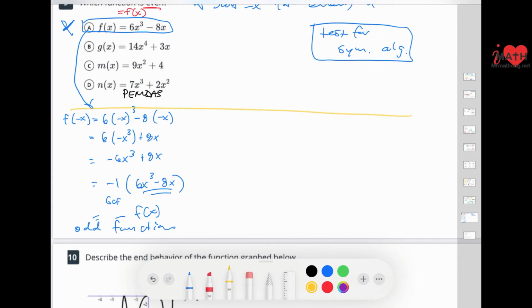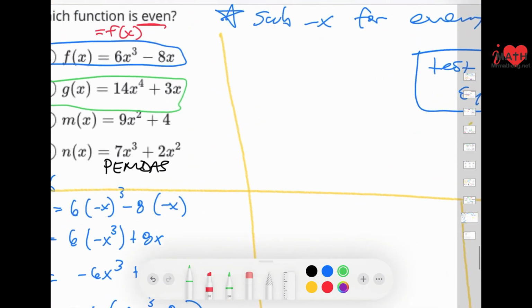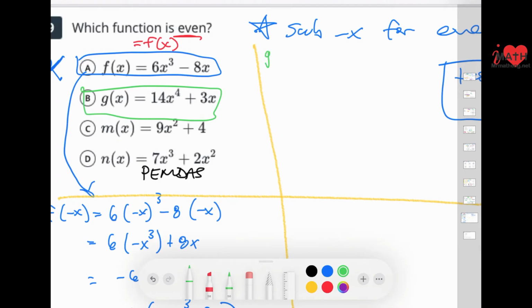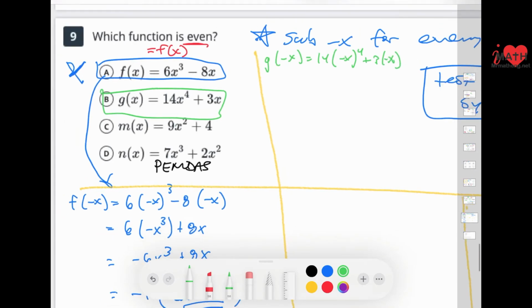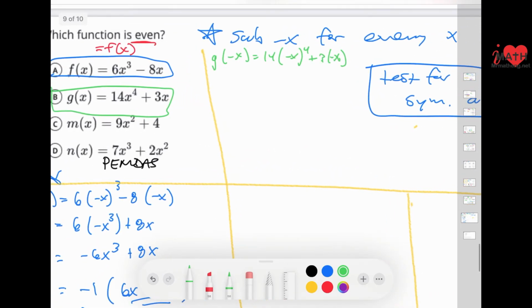Let's try another one. Let's try this one. Whoops, I wanted to use green. Let's try g of x. So now, g of x, we're going to put in negative x. And we're putting a negative x for every time we see x.